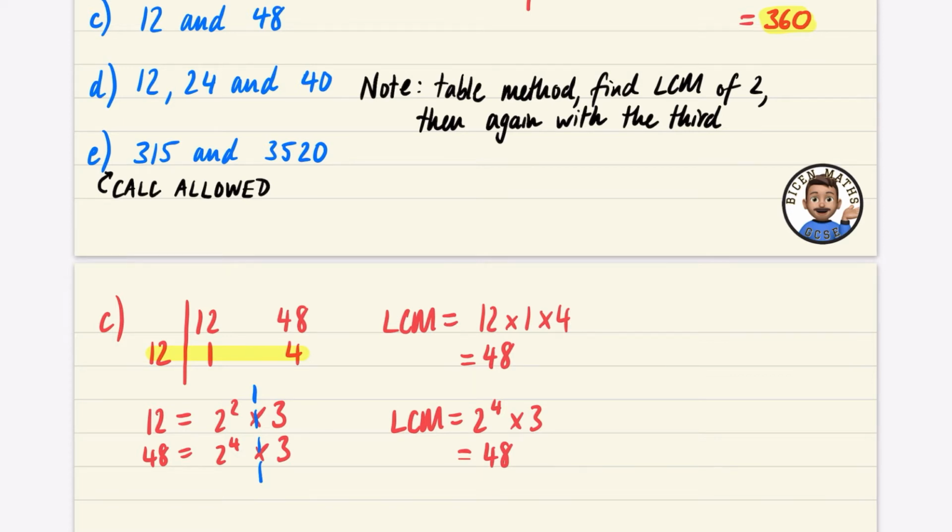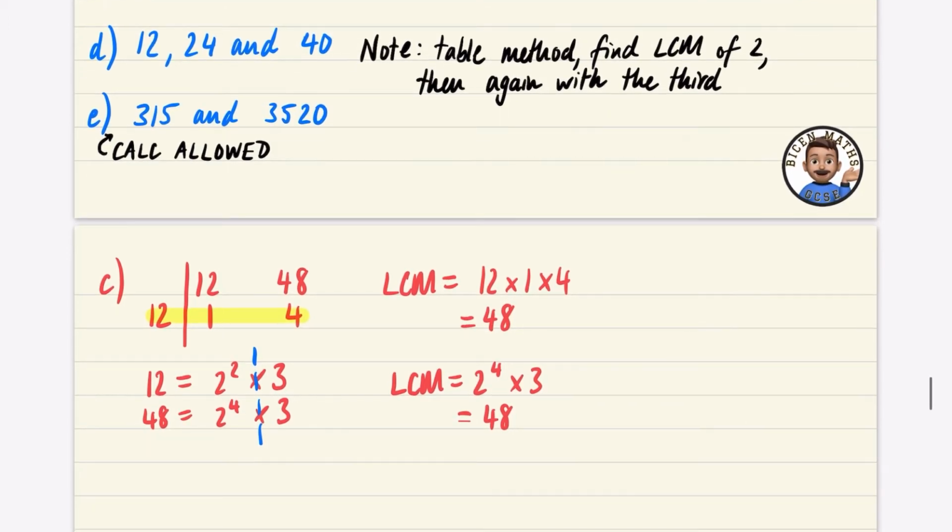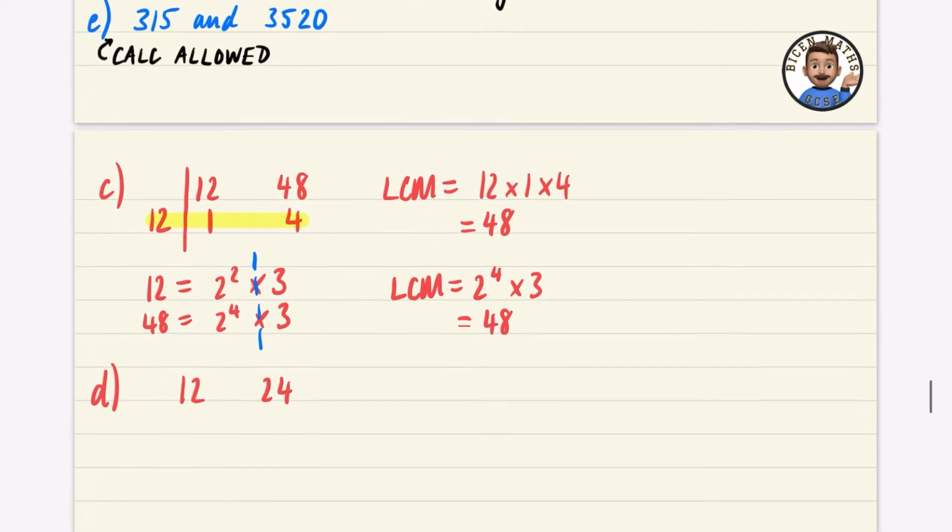So D, I'm probably going to do a couple of different methods for this. We have 12, 24, and 40, and I've said here, note the table method, you actually wouldn't want to use the table method for all 3 of them because sometimes it doesn't work. What you can do instead is find the lowest common multiple of 2 of them and then do the table again with the third one. So I'm going to do part D using the table method. I'm going to do 12 and 24, and then afterwards I'll do that answer with 40.